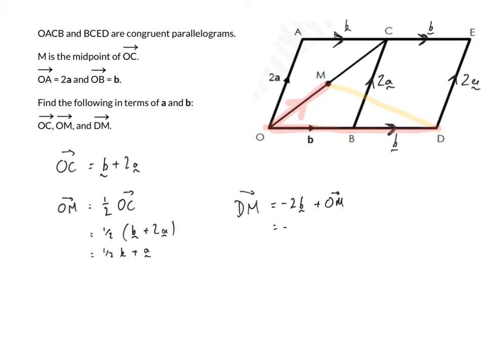Now, I know that the vector OM is this here, because I figured it out previously. So I've got negative 2B plus a half B plus A, because this is the vector OM. Now, I need to tidy this up. I have got negative 2 plus a half. Well, that is going to give me negative 1.5 lots of B plus a single A.